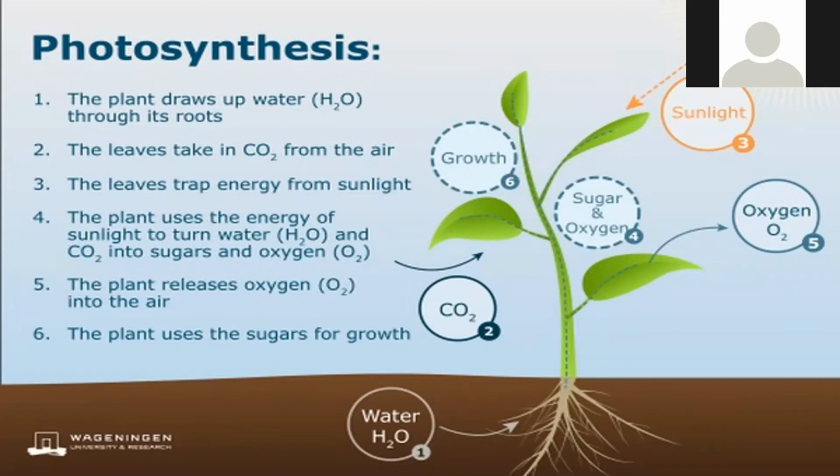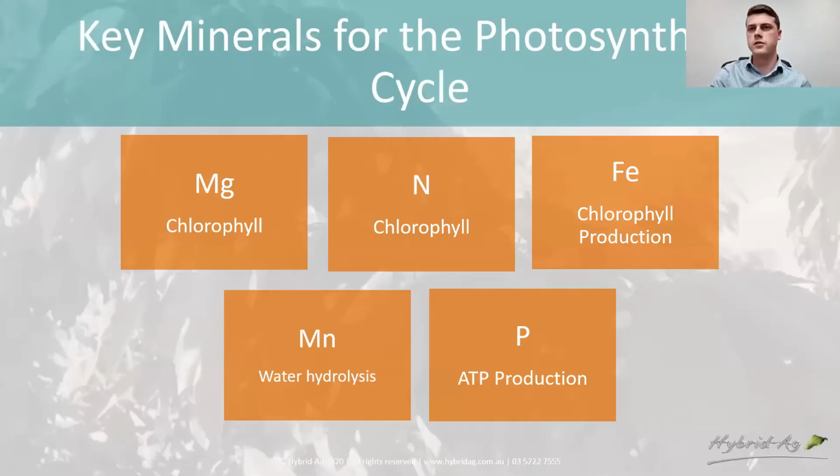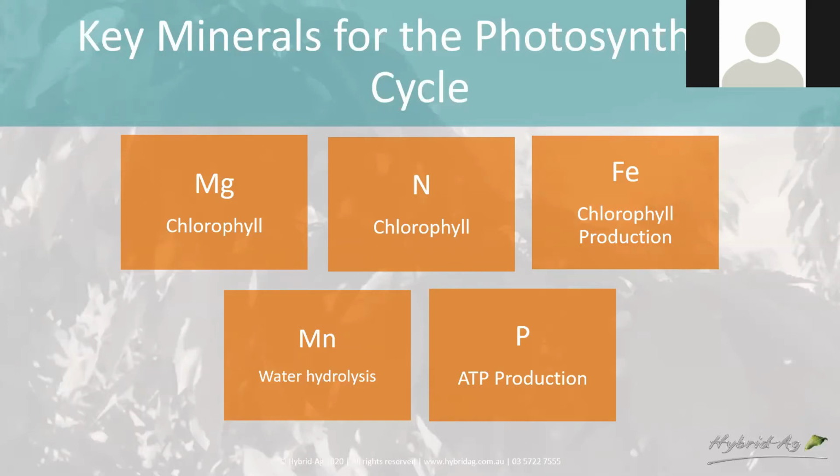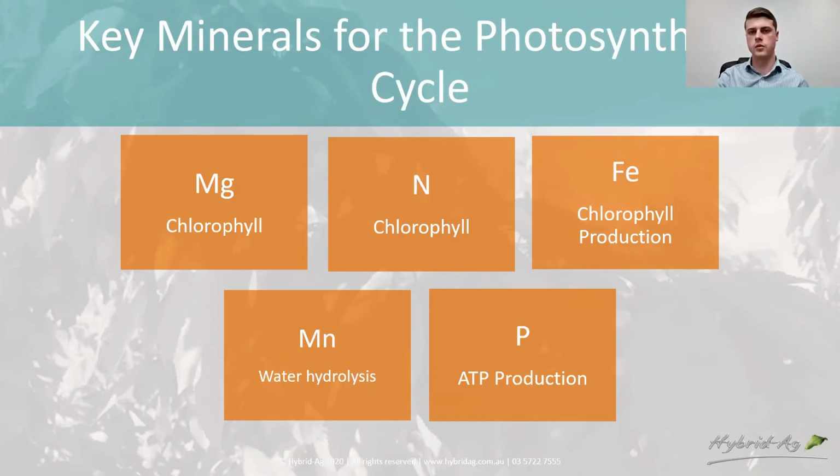So if we have a look at some of the key nutrients for photosynthesis, we have magnesium and nitrogen, and both of these are used in the actual makeup of chlorophyll. Iron is important for the production of chlorophyll. So we need to have iron there to be able to utilise these other nutrients.